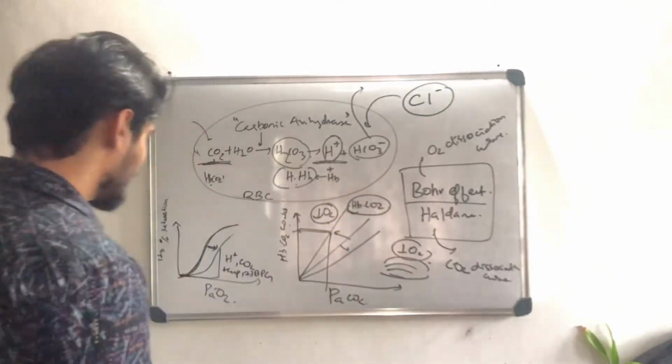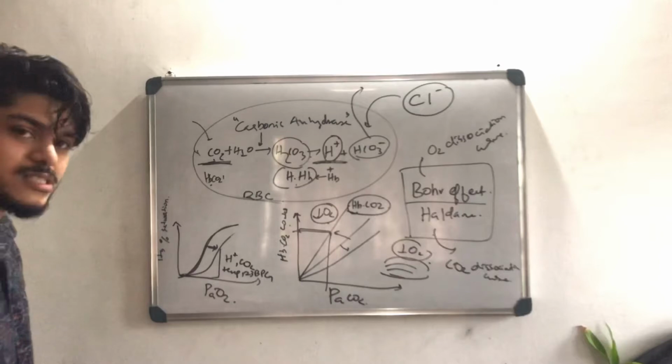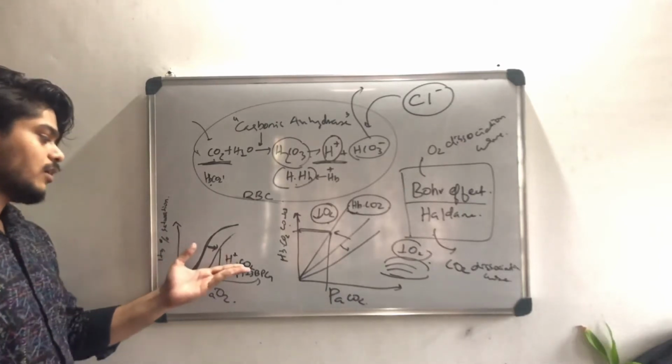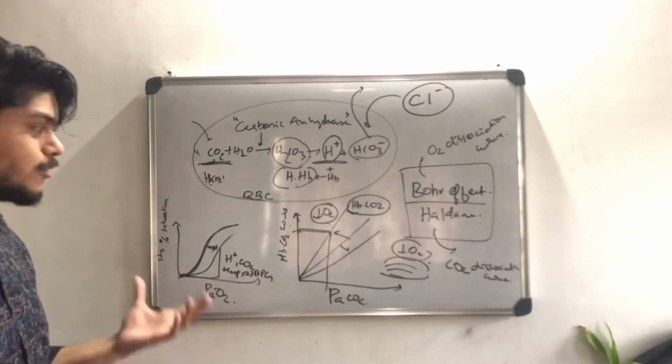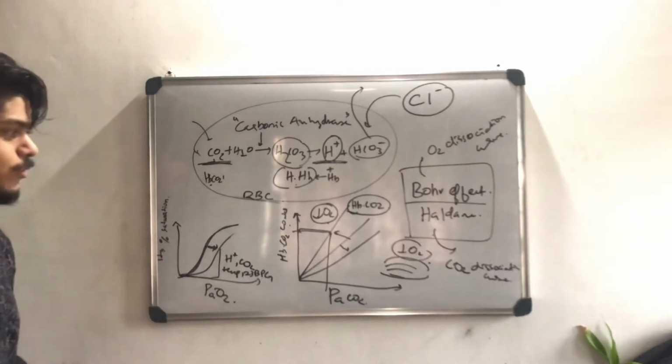And Bohr effect, hemoglobin binding with oxygen is dependent on H plus, CO2, temperature, 2,3-BPG. That's what Bohr effect is. Now I guess you understood.